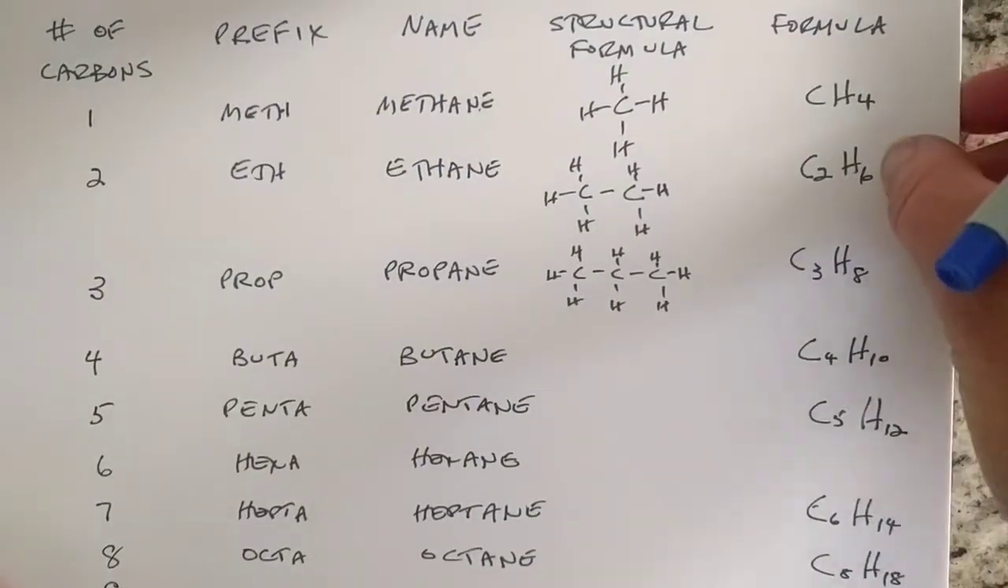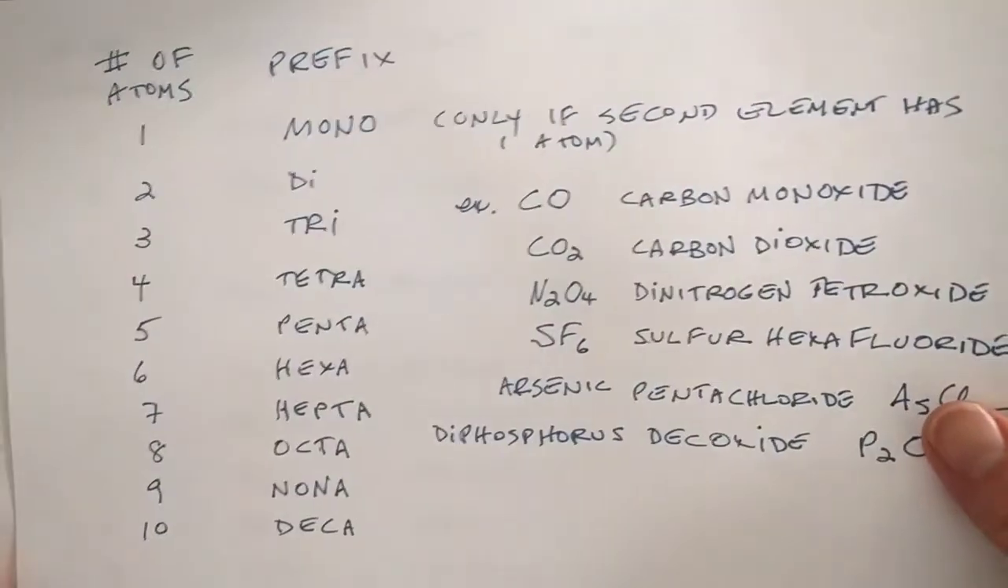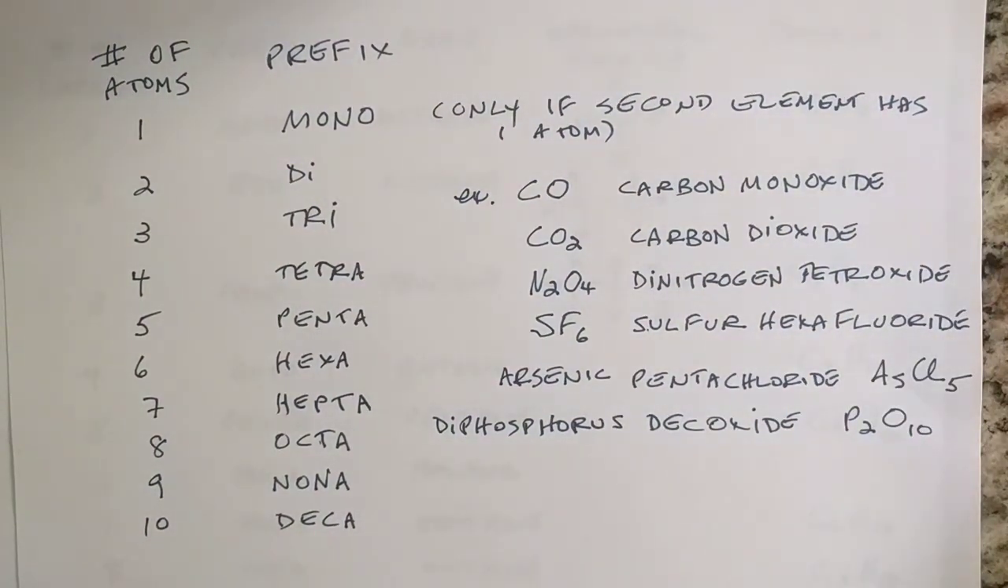Okay, so if you have the first element to the right of the staircase, if it's a hydrocarbon, we're going to use this. And then if it is not a hydrocarbon, then we're going to use these prefixes and do it according to the examples that we already did today.